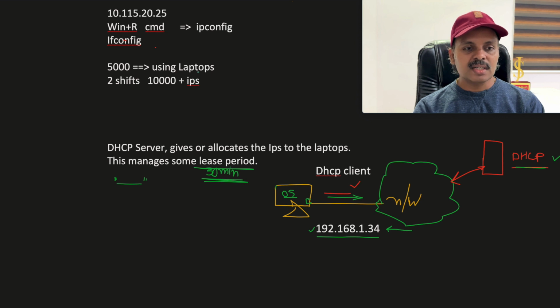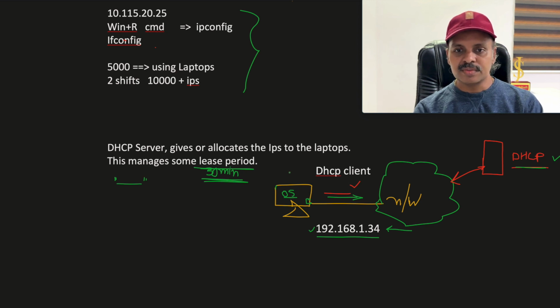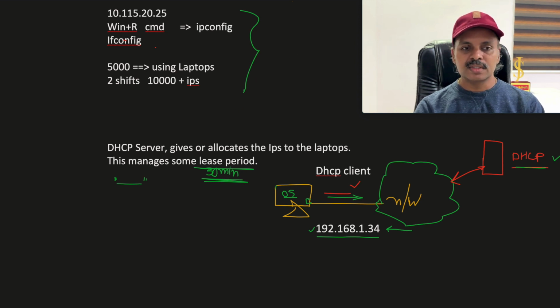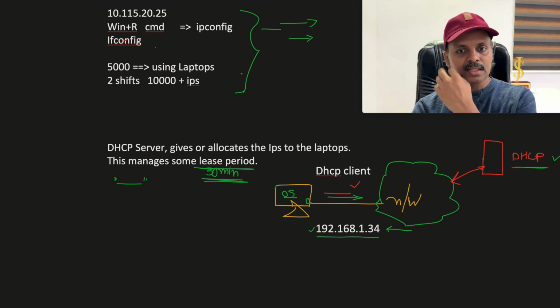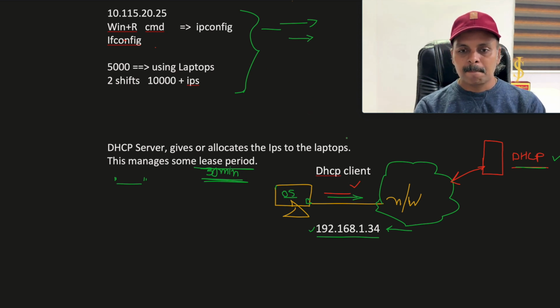It depends on the lease period. If the company is running multiple shifts, they will use the lease period very aggressively, like 30 minutes or 15 minutes. When one shift is completed and a lot of employees go out, many free IP addresses become available and are allocated to the next set of requests. The DHCP server maintains a database of which machine has which IP address, which is free, and which is leased out.